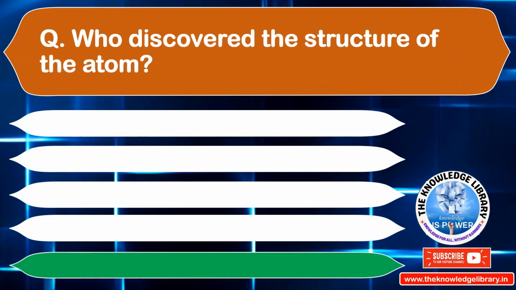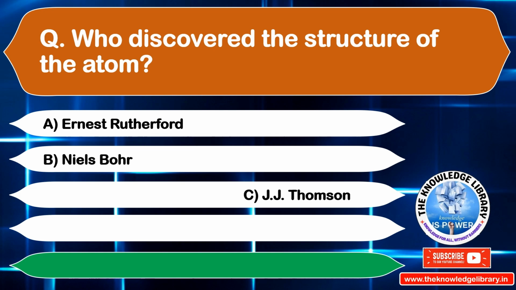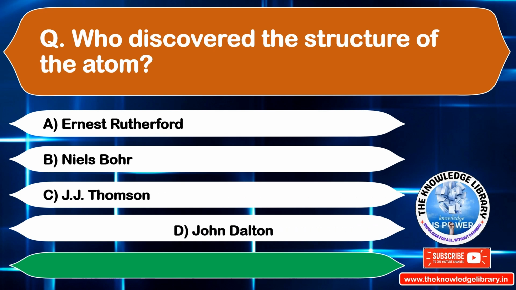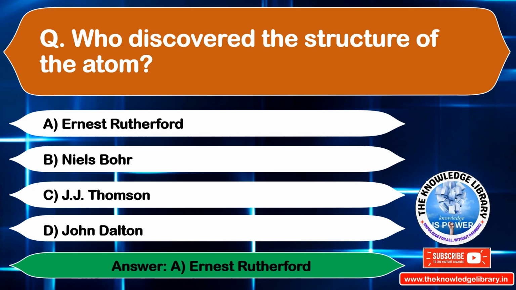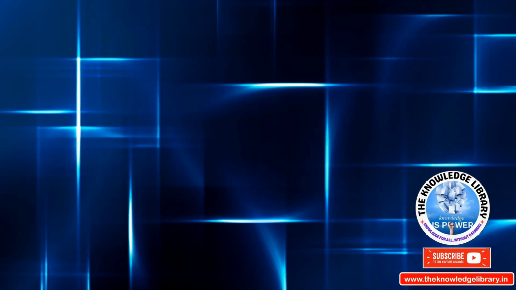Who discovered the structure of the atom? Option A, Ernest Rutherford. Option B, Niels Bohr. Option C, J.J. Thomson. Option D, John Dalton. The correct answer is option A, Ernest Rutherford. Moving to the next question.